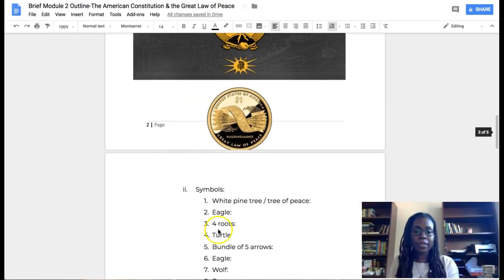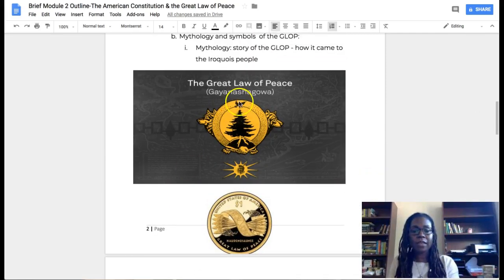Next symbol, the eagle. So we have the eagle here at the top of the tree, also known as the eagle that sees far. And that is a hint as to why it's important. Eagles are known to be able to see up to a mile away. So the idea is that with the eagle at the top of the tree, it will be able to see and give warning of any threats that are coming that could threaten the peace.